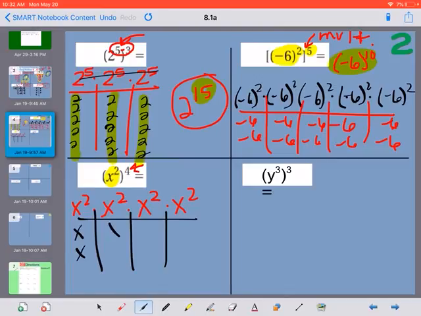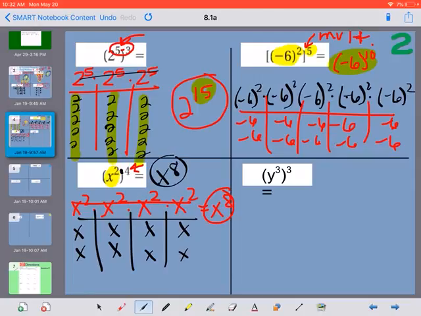This is 2 x's, 2 x's, 2 x's, 2 x's. So how many x's do we have total? 2, 4, 6, 8. Not including these, we distributed them or multiplied them out, expanded them. We have x 8 times. Also, we know that these are touching. That means multiply 2 times 4 is 8. You get the same answer.